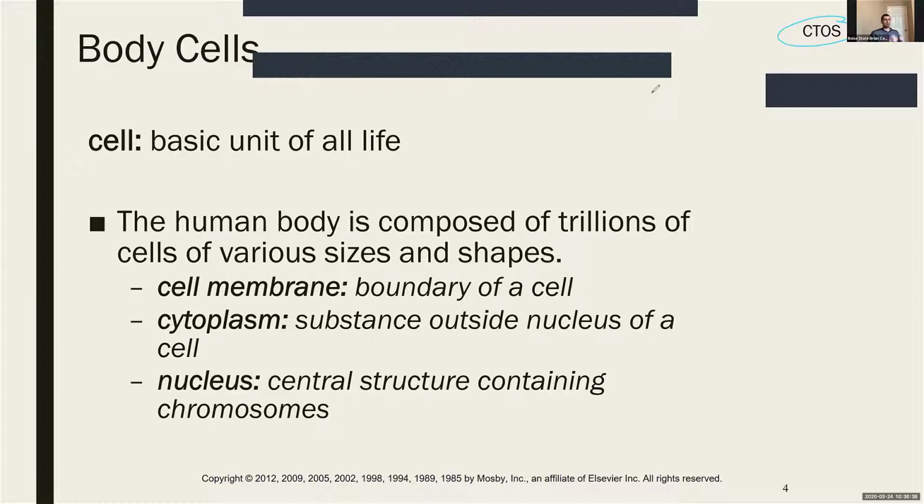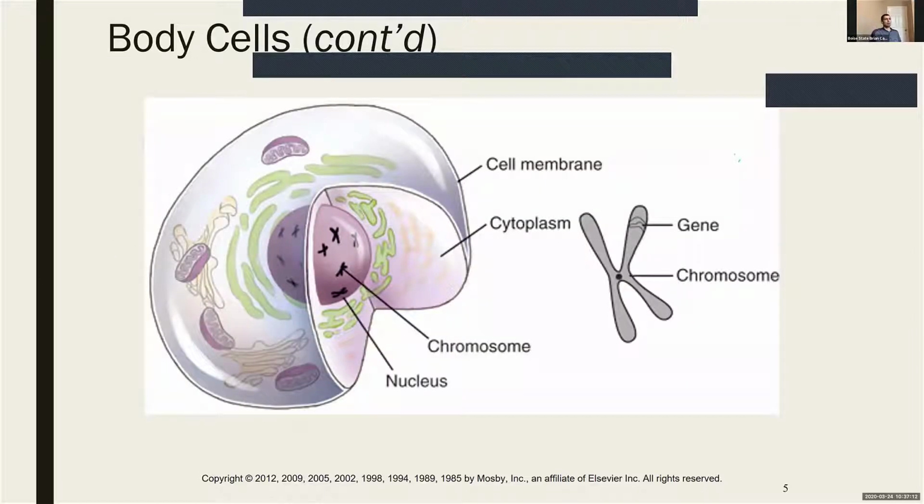Inside of that, centrally located, we have the nucleus, which contains the chromosomes and all of the basic computing information of that cell, telling it what to do and what it's going to become as it continues to grow. Here's an example of what that looks like. You can see the outside wall being the membrane, inside cytoplasm, and then the nucleus inside of that. Inside that nucleus, we have chromosomes.